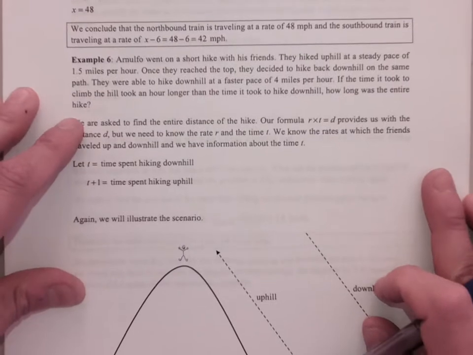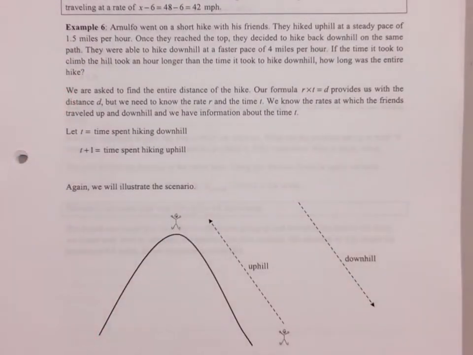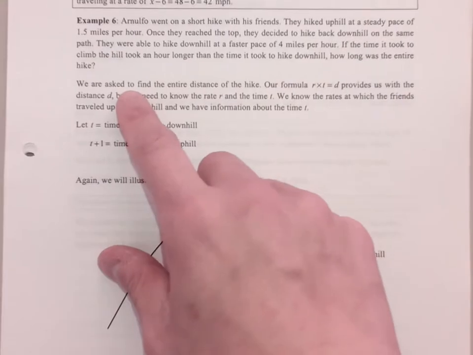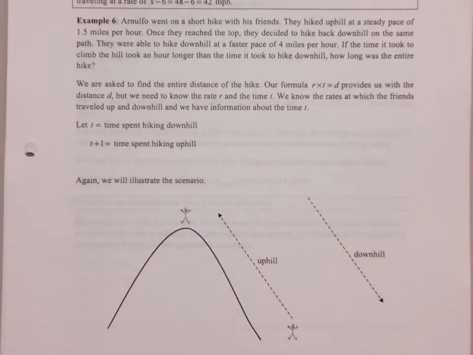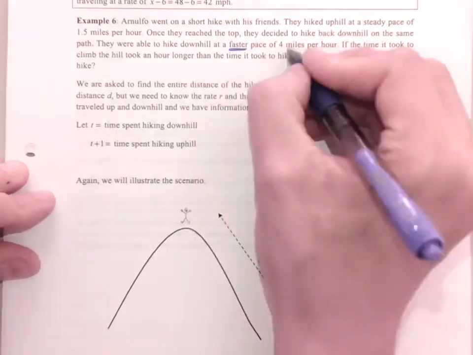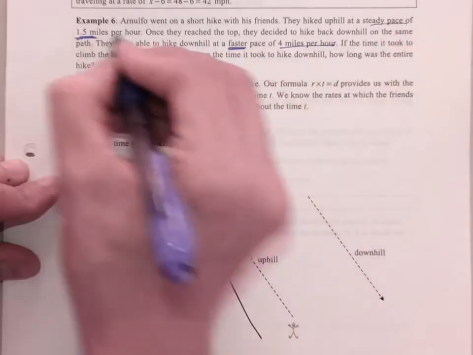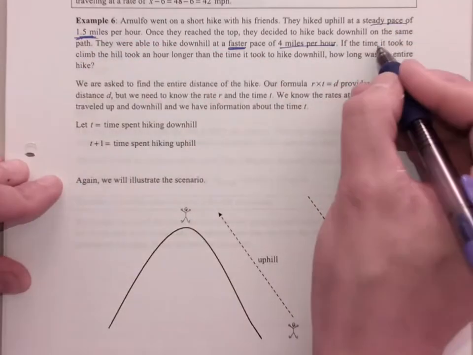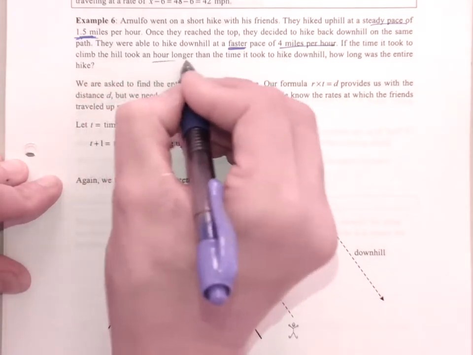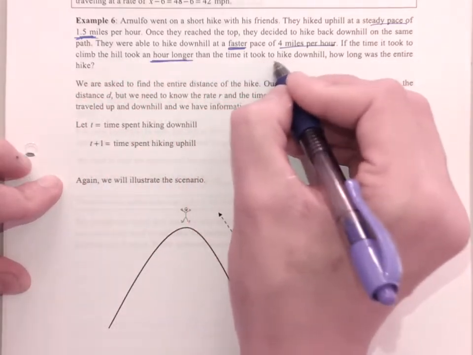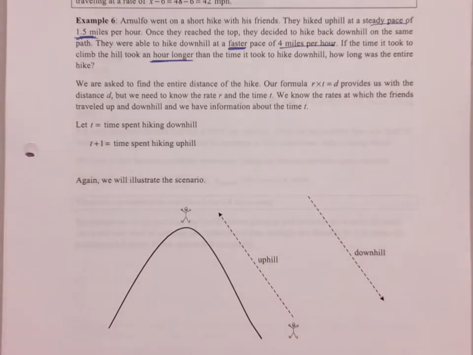Example number 6 here. It says, Numfo went on a short hike with his friends. They hiked up a hill at a steady pace of 1.5 miles per hour. Once they reached the top, they decided to hike back down the hill, back down the same path. They were able to hike downhill at a faster pace of 4 miles per hour. So I'm just going to underline the key word here, faster. So that means more, okay? Also, what else we have? That was a steady pace. Okay, that was another number. If the time it took to climb the hill took an hour longer than the time it took to hike downhill, how long was the entire hike?